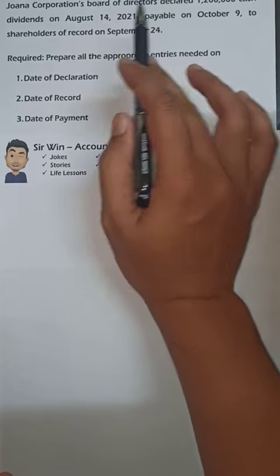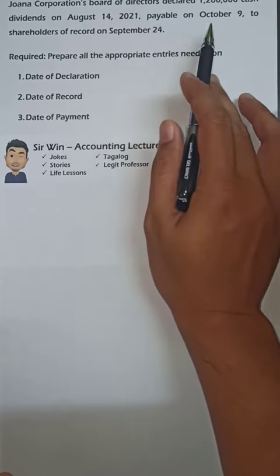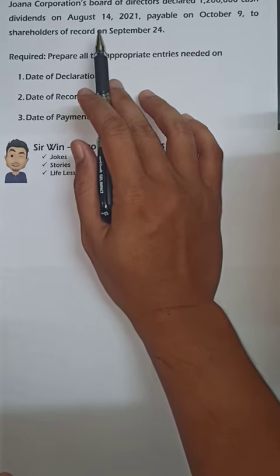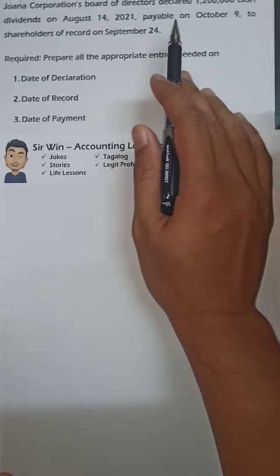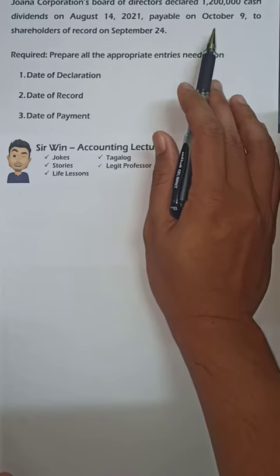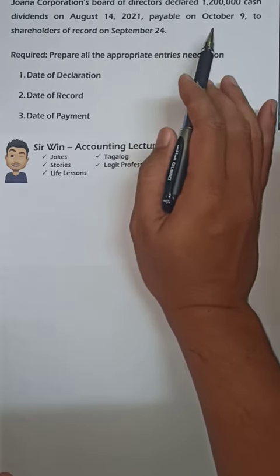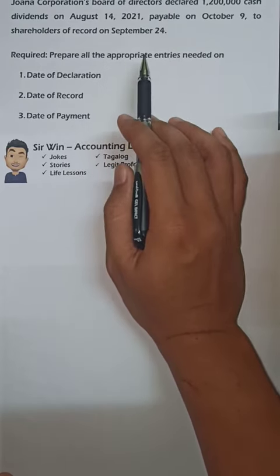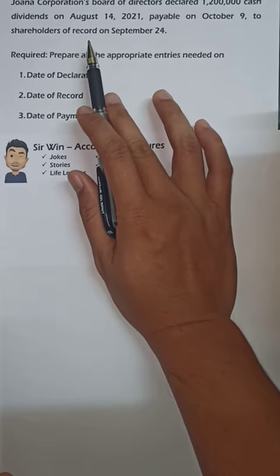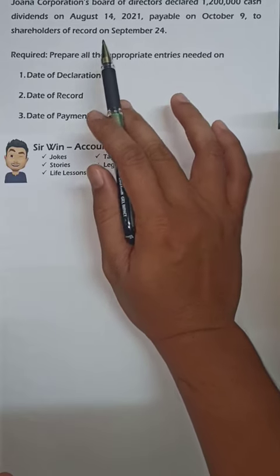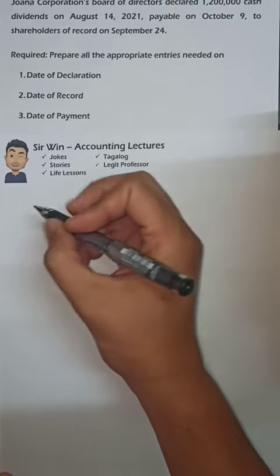At the same time, nalaman na po natin yung tatlong date, yung August 14, which is the date of declaration na nga, yung October 9, which is yung date of payment kasi ang sabi, payable on, at saka yung September 24, na yun na nga yung date of record kasi record on. Okay? So now, gawa na po natin ng entry.